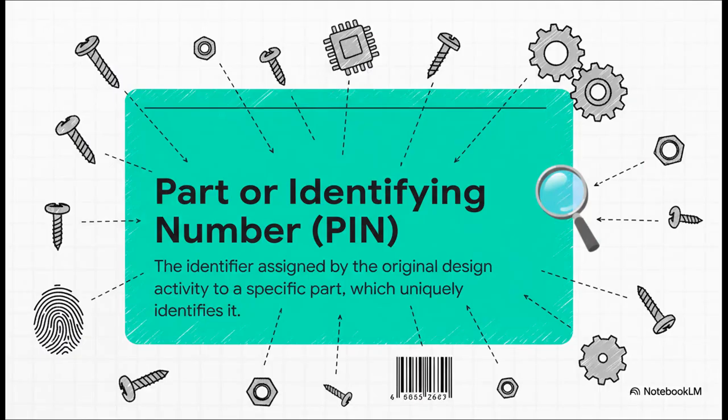Let's get even more specific. Every single component in a complex machine needs a unique identifier. It's called a PIN, or part identifying number. It's basically a social security number for a screw or a microchip. This is the insane level of detail it takes to make our world work.